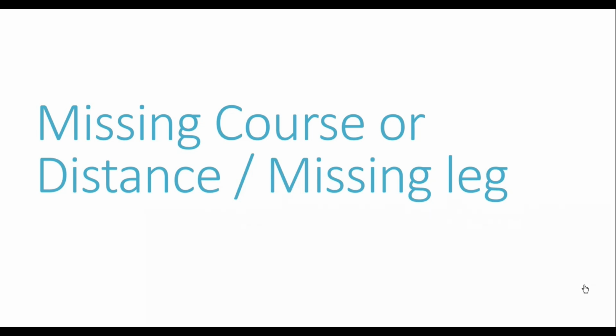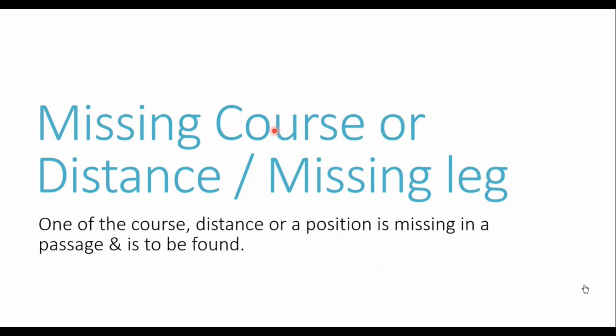So our next topic is missing course or distance, also known as a missing leg. In these questions, one of the course or distance, or one of the positions, initial position or final position of the ship, is missing in a particular passage and is to be found.